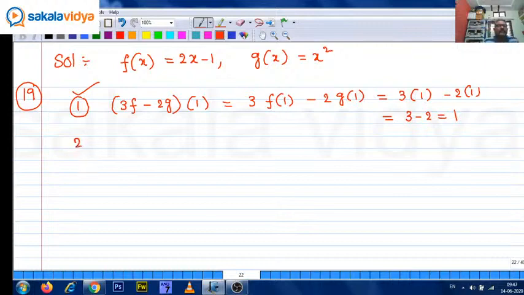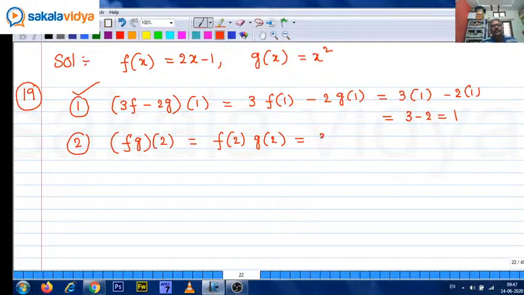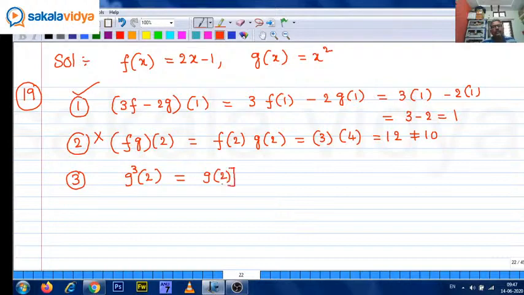But even you can check the second option and third option also. Let us check the second option for a while. Second option is fg of 2. Fg of 2 is nothing but f of 2 into g of 2. F of 2 means 3 into 4, 12, but what is given? 10 is given. 12 does not equal 10. So the second option has been discarded. Let us go for the third option, because you will be getting practice also. G cube of 2, we can write g of 2 whole cube. G of 2 is 2 square, 4, 4 cube is equal to 64. But what is given? 128. 64 does not equal 128. Yes, it has been discarded.